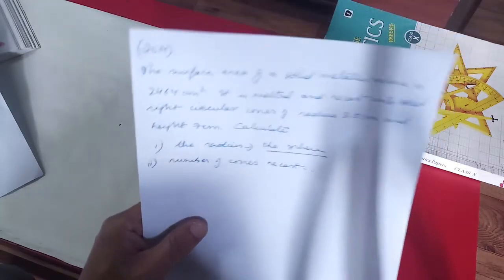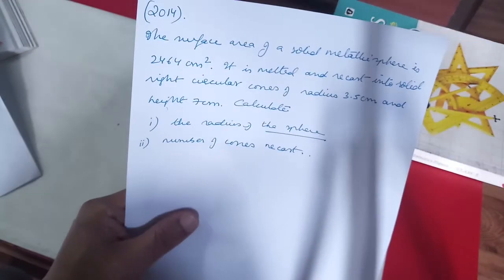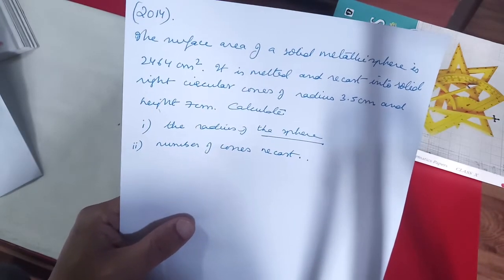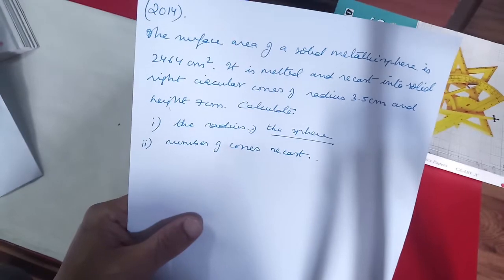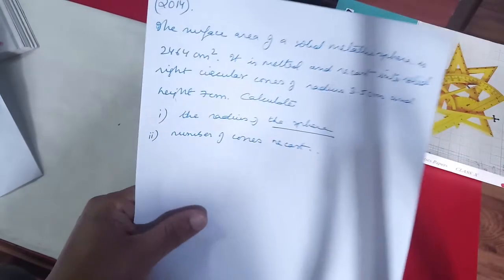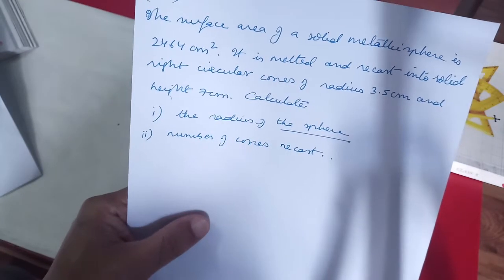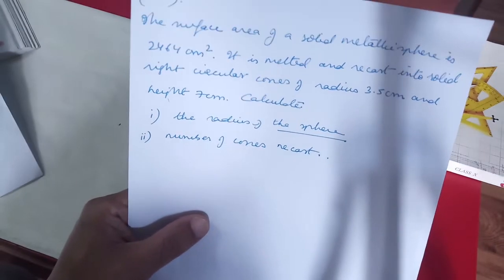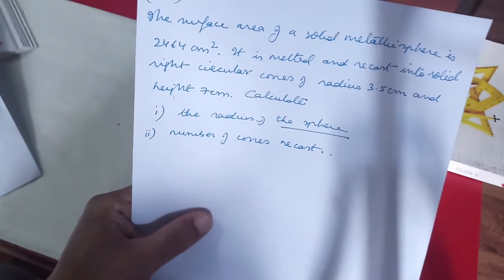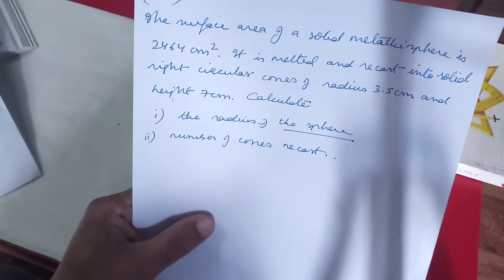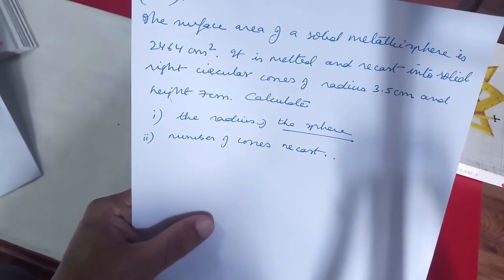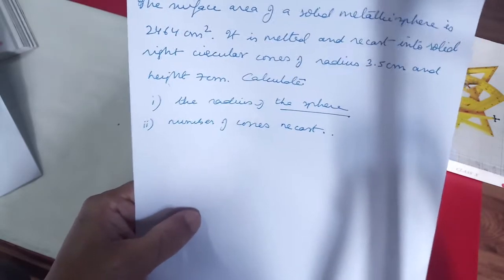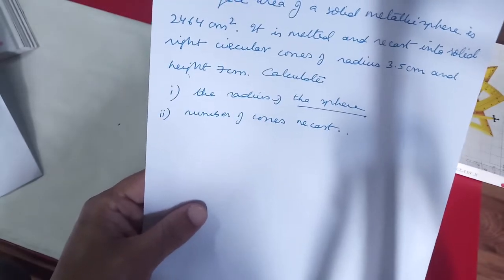The surface area of a solid metallic sphere is 2464 centimeter square. If it is melted and recast into solid right circular cones of radius 3.5 centimeter and height 7 centimeter, calculate the radius of the sphere and how many cones you have recast.